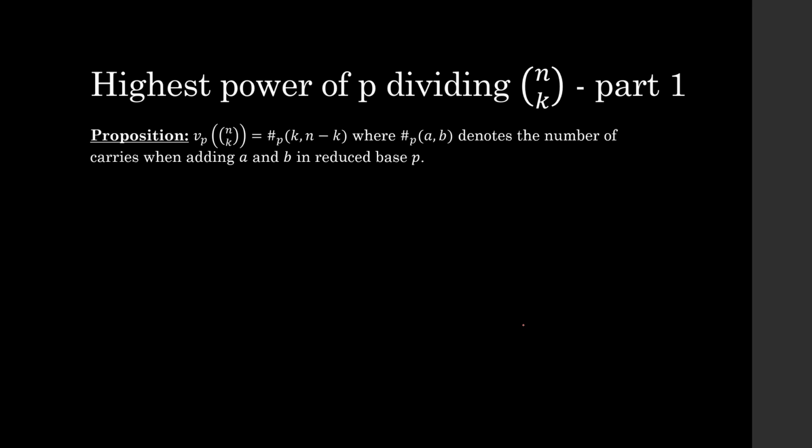base p of k, n minus k. And what this hashtag means is just my own notation for it. I don't think there's really some mathematically well-accepted function for this because you really don't use it anywhere. But in this case, I'm going to denote it by a function hashtag. And we're going to say that hashtag_p of a, b denotes the number of carries when adding a and b in reduced base p. So what do I mean by a carry?